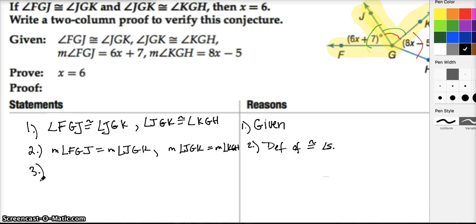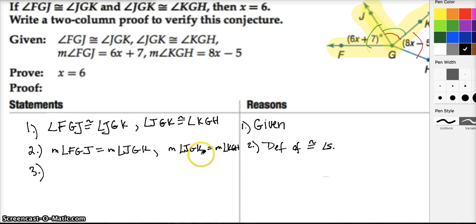So then number 3, now that I have that, now I want to say the thing that I wanted to say the most, that this angle here is equal to this angle. I don't have symmetry, I don't have transitivity of congruence, but I do have transitivity of equality. That's why I needed to change these to equal signs.